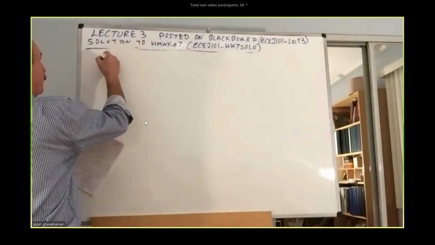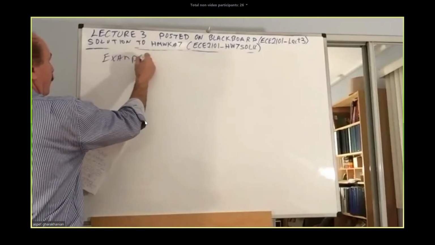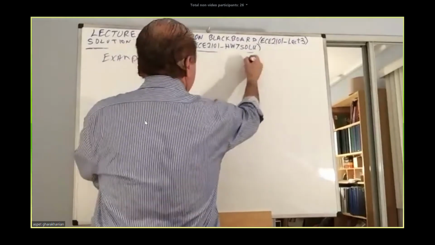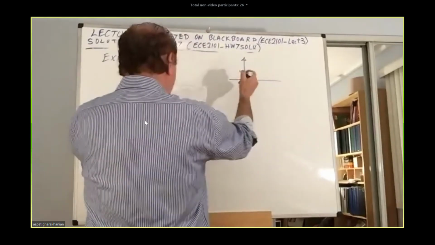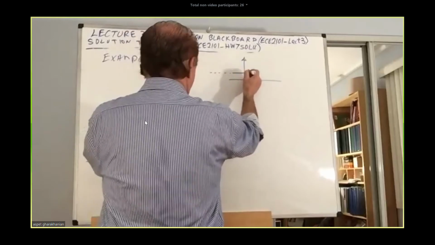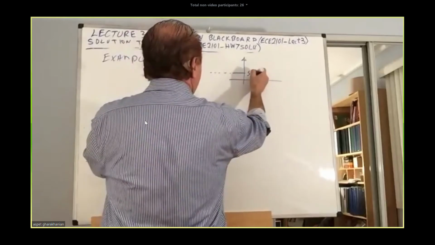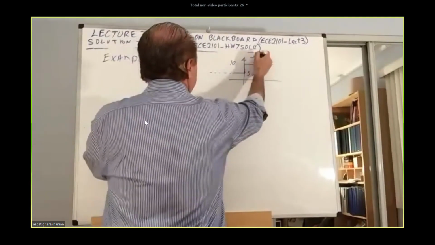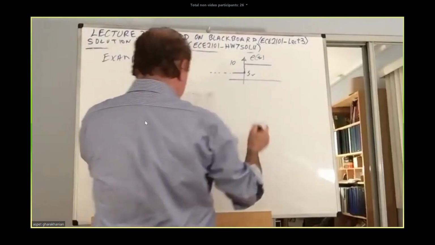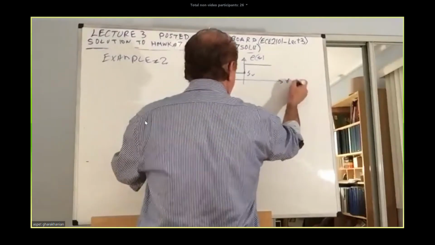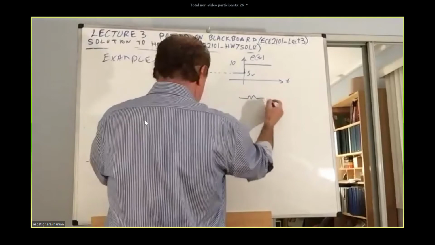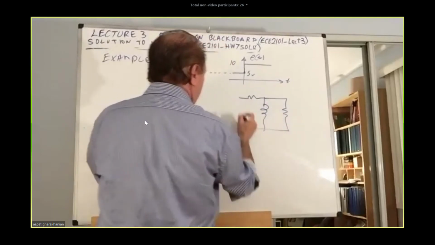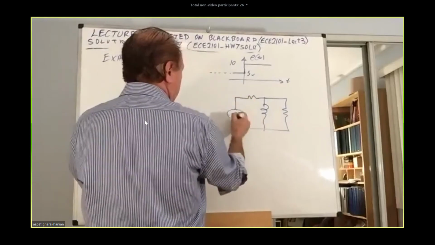Example 2. So you have a circuit. The voltage is changed from 5 volt, then stepped up to 10 volt. This is the E of t, an input voltage. That's the time axis. The circuit is a very simple R and an L, and another R, and that's the function E of t.